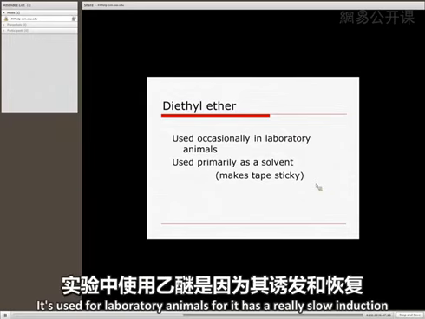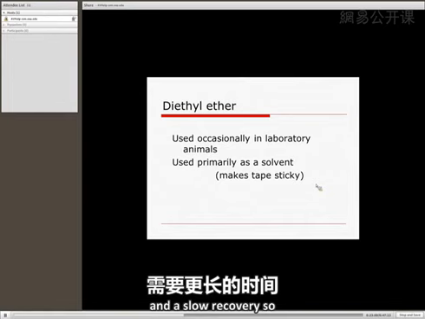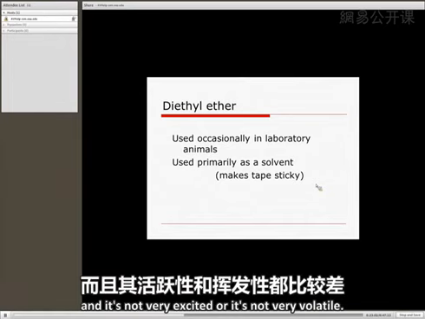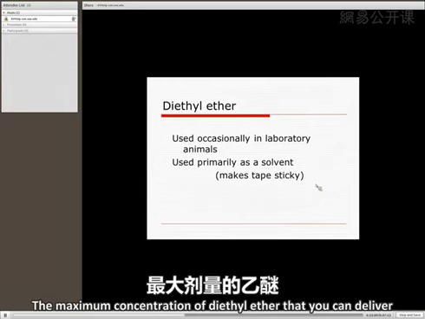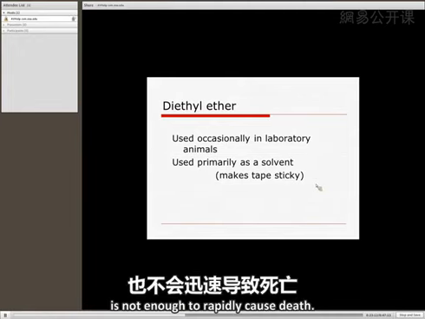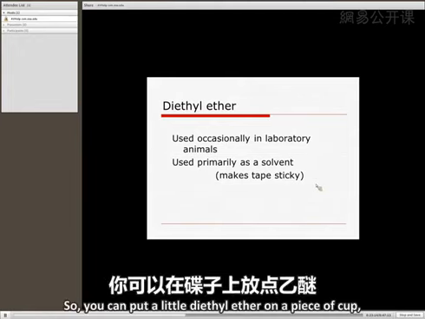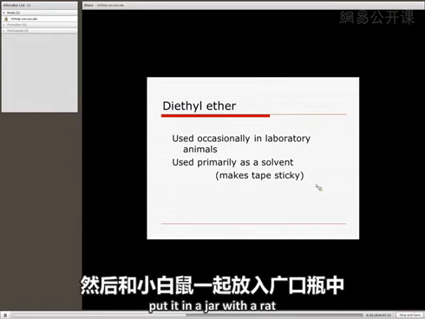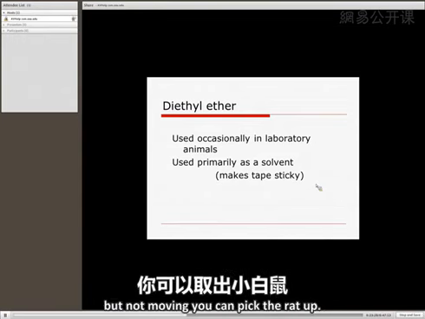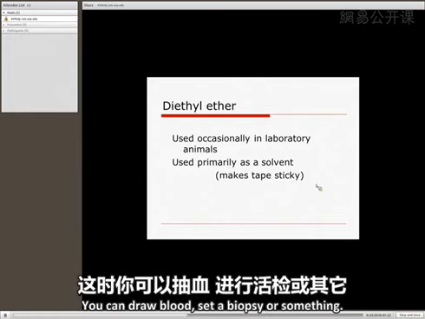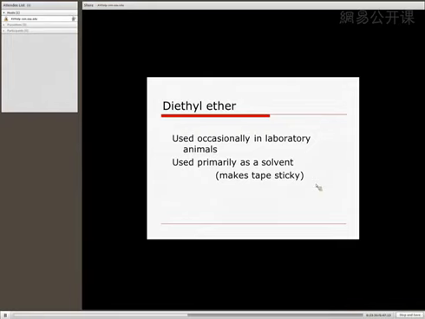It's used in laboratory animals because it has a really slow induction and a slow recovery. And it's not very soluble, or it's not very volatile, I should say. The maximum concentration of diethyl ether that you can deliver is not enough to rapidly cause death. So you can put a little diethyl ether on a piece of cotton, put it in a jar with a rat, watch the rat slowly go to sleep. When the rat's asleep and breathing but not moving, you can pick the rat out, you can draw blood, you can biopsy something, and the rat will slowly wake up.